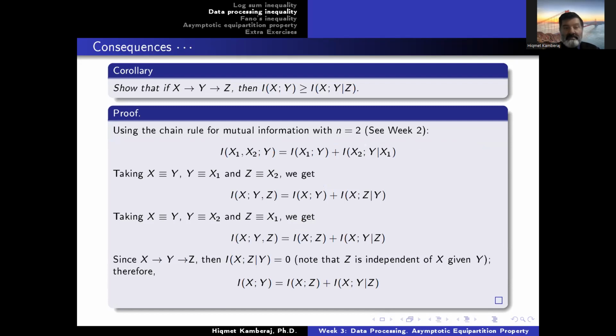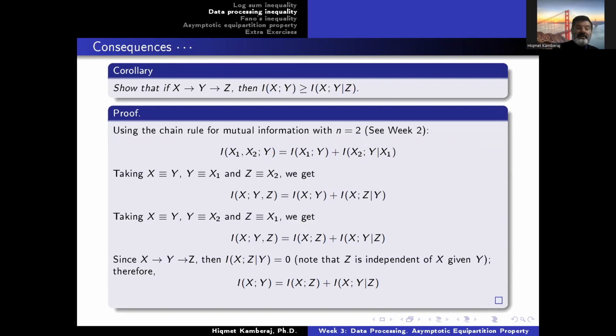Now, another corollary is the following: show that if x, y, z form a Markov chain, then the mutual information between x and y is greater or equal to the mutual information between x and y given z.